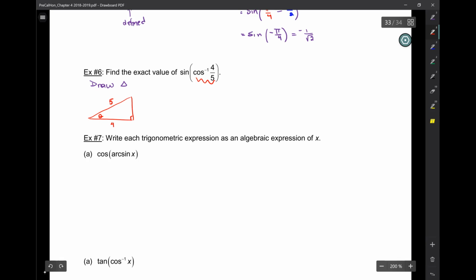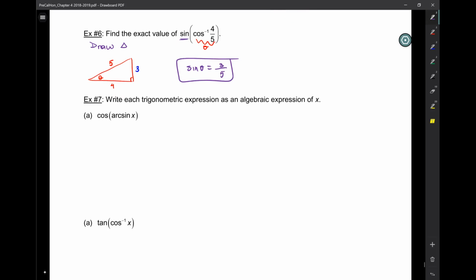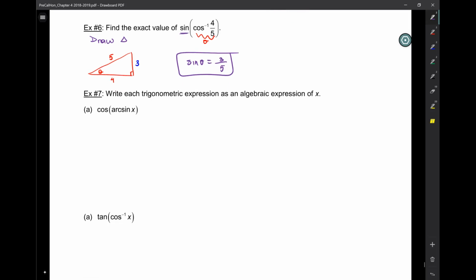Now, can we find the missing side? It's 3, either by Pythagorean theorem or we figure that out. And now, what are we looking for? We're looking for the sine of this angle theta. That mess represented theta. If I want the sine of it, then it's 3 over 5. So we draw the triangle first, then that. Okay, so that's kind of cool, but with numbers, it's not that exciting.